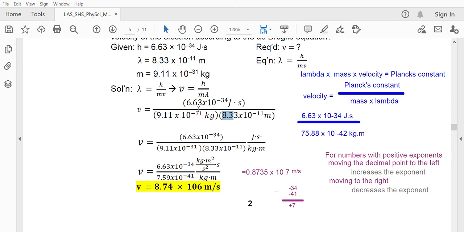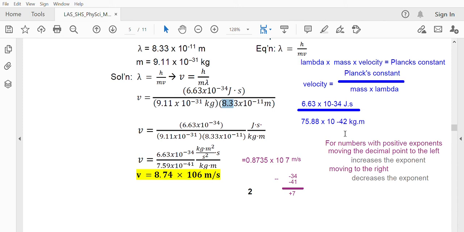Again, remember, when numbers with exponents are multiplied, the exponents are added. So minus 31 plus minus 11 is minus 42. And then here, 7.59 times 10 to the minus 41. We will convert this to that value.